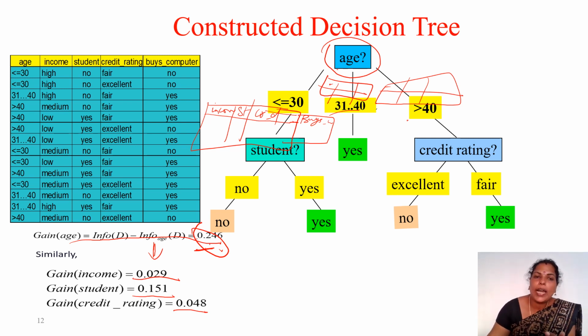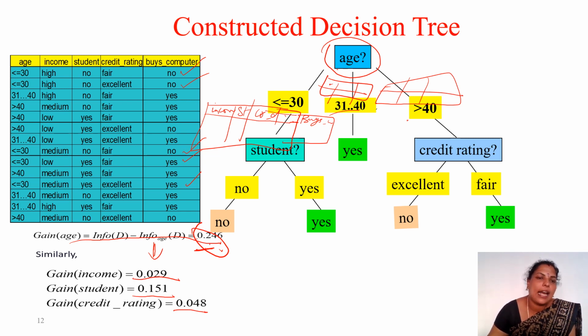If you draw a table like this for less than or equal to 30 alone, we can see this value, then this value, then this value, then this value. So totally we have 5 records. With this class label, we have 3 no's and 2 yes's, that is 3 no class labels and 2 yes class labels for less than or equal to 30.